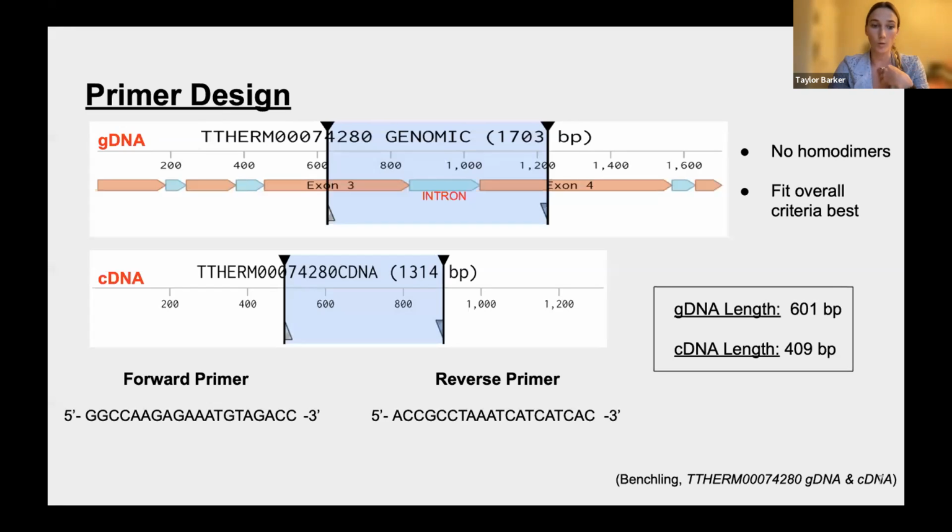So we picked one with no homodimers. And as you can see shown in blue, there is one intron within our gene. So we can expect that our BAD-CP, our gene-specific cDNA, will be smaller than our gDNA when we do gel electrophoresis.